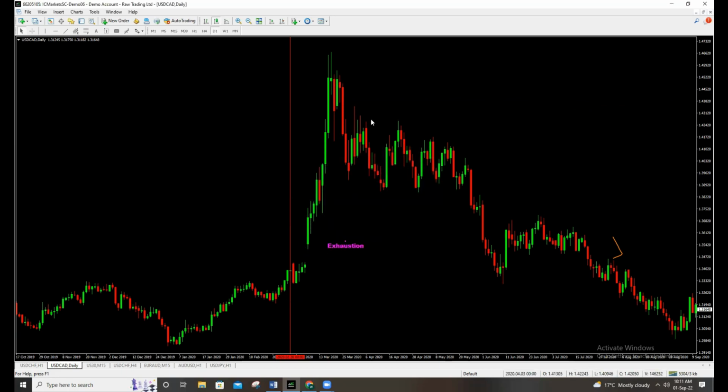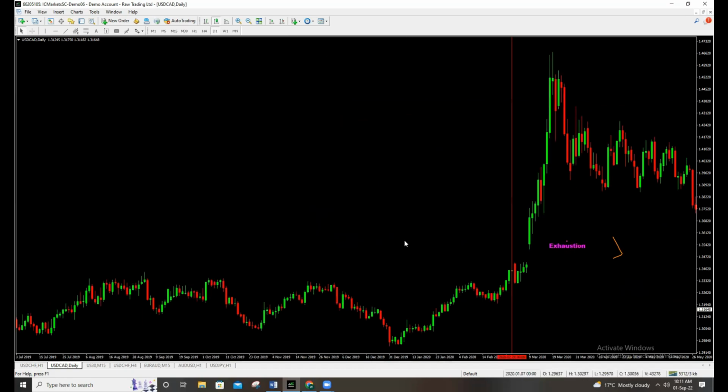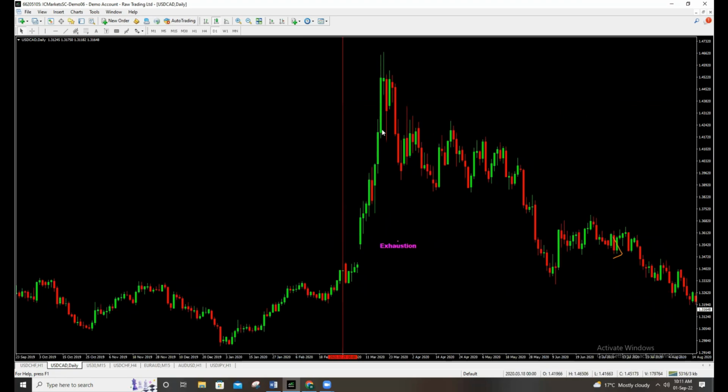So guys, that will be it. Remember, these are the four types of gaps. What you do, you go to your charts, check them out, check what you can trade, and I am sure that if you just decide to trade gaps, you're going to be amazing.